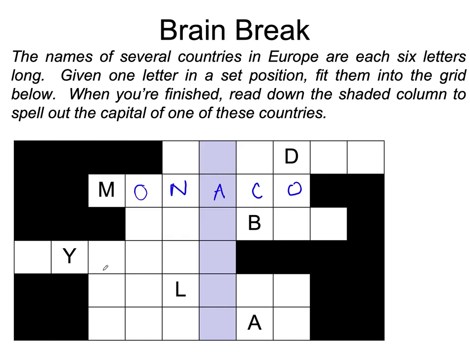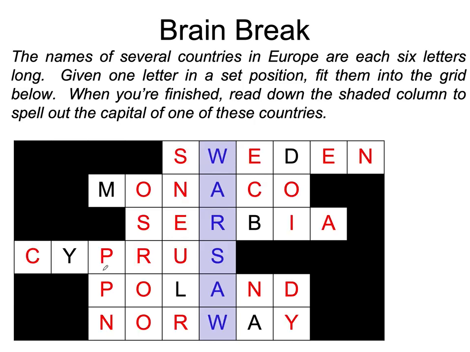I'll let you work on this. I'm going to do a quick countdown. Take a break. Pause. Take a break from physics and the math for a second. See if you can figure out the other ones. I'll see if I'm right with Monaco. In 5, 4, 3, 2, 1. Okay, so it was Monaco. Sweden up. Serbia. Serbia is still a country. Cyprus, Poland, and Norway. And it does actually spell the capital of Poland, which is Warsaw.